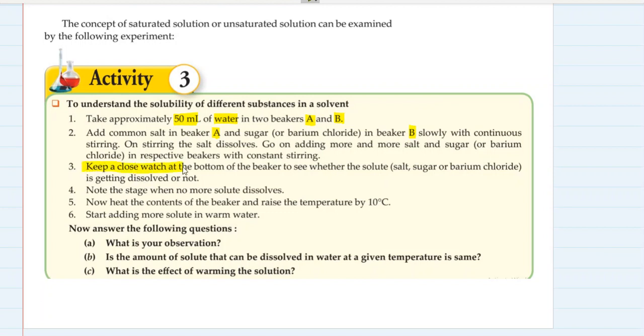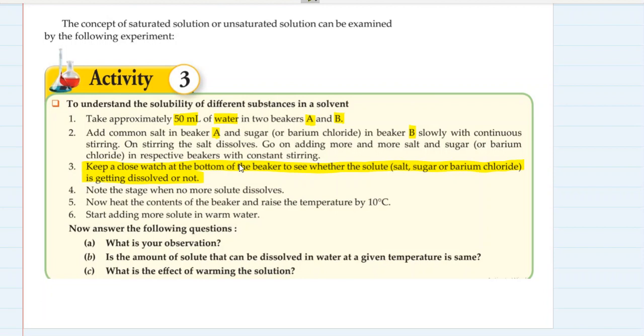Now, this is the most important part, which is never the case when checking the concentration of a solution. This happens when you are checking whether the solution is saturated or unsaturated. What you do is go on measuring and adding more and more quantities of solute to a given solution, and you keep on stirring it so that the solute which you are adding continuously goes on dissolving. But they have asked you to keep a close watch at the bottom of the beaker to see whether the solute is getting dissolved or not.